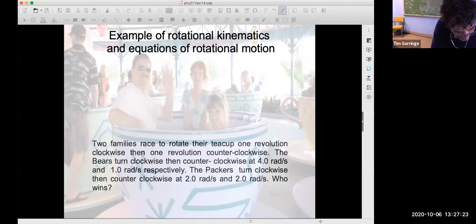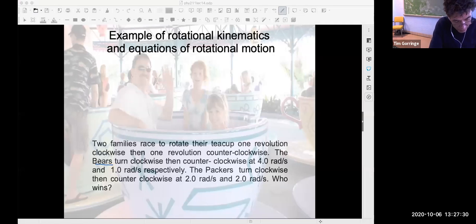So there's two families here. There's the bears. Don't know where they're from. But anyway, the bears turn their teacup clockwise at 4 radians per second. And then they turn it counterclockwise, the opposite direction, for one turn at 1 radian per second. So they did the initial rotation fast, but then the final rotation in the opposite direction slower. So I don't know whether they got tired from the fast high-speed rotation, and so the second rotation was slower, or they're just better at turning clockwise than counterclockwise.